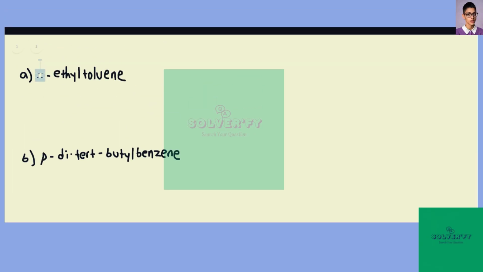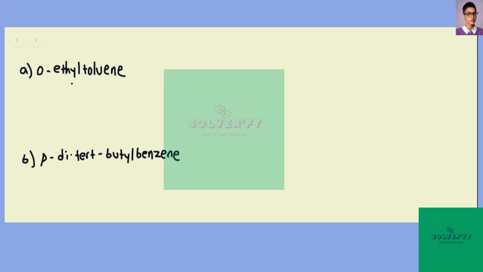So this question is asking us to give the structures for each of the following aromatic hydrocarbons. And whenever you're writing the structure for a given hydrocarbon, the first thing you want to do is break down the name of that hydrocarbon into its different pieces and determine what those mean.